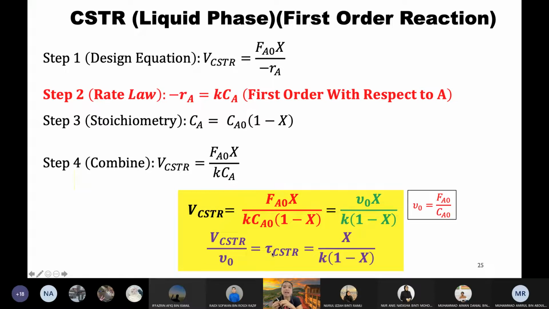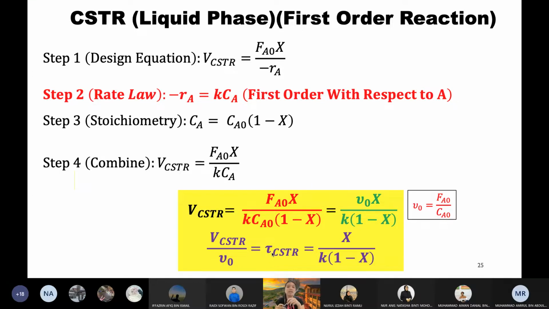So space-time, chapter 3 kita dah belajar kan. Okay, to recap back. Chapter 3 kita dah belajar juga space-time, tau. Kalau you see tau, tau means space-time. Apa tu tau, space-time? So space-time is equal to volume reactor per inlet volumetric flow rate. V divided by epsilon naught is space-time. Kalau space velocity, 1 per space-time. 1 per tau is space velocity. Kalau nak cakap pasal space-time itself, it is only volume per epsilon naught, volume per inlet volumetric flow rate.